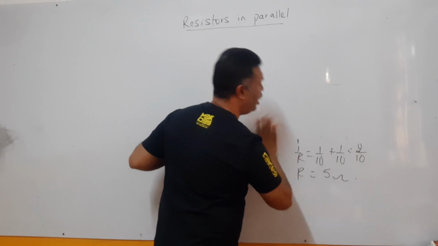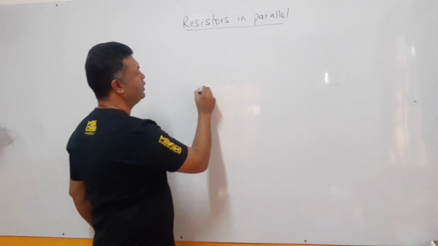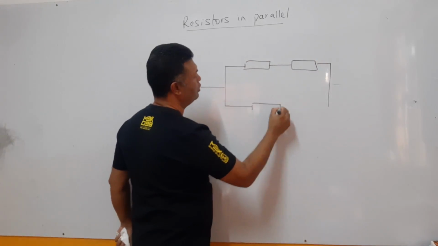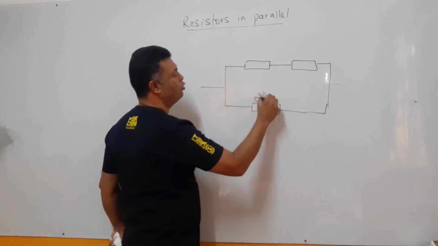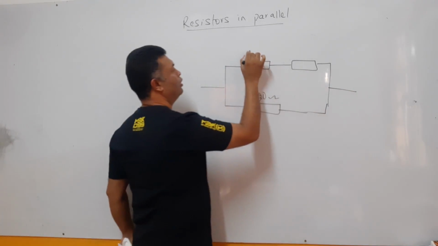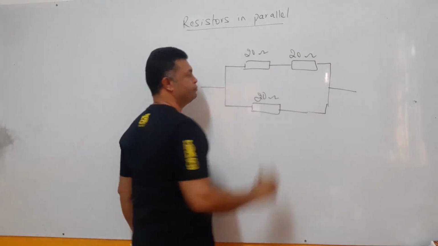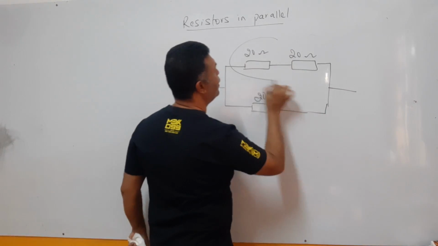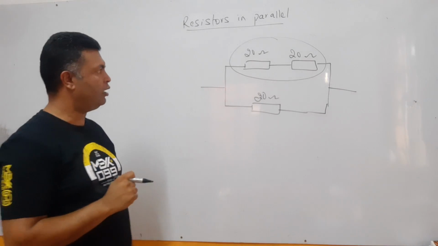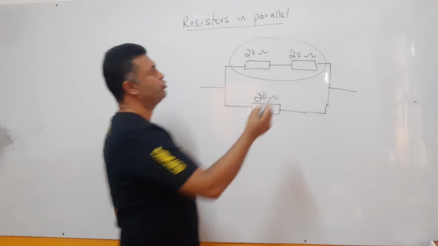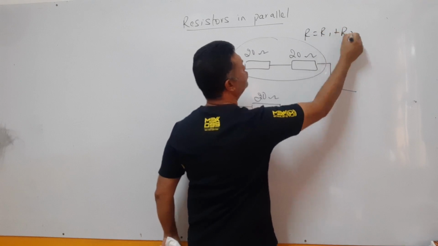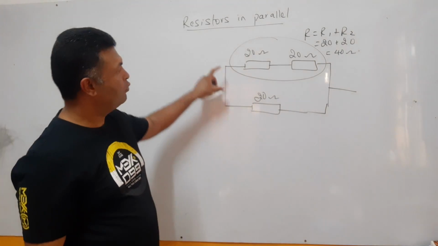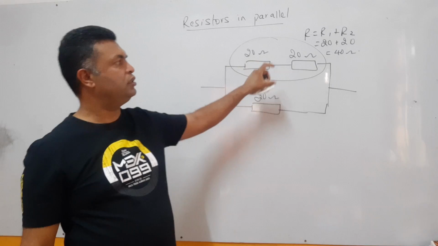Now, another arrangement, for example, I may have something like this. I have 20 ohm here. I have 20 ohm. I have 20 ohm. In this arrangement, you have to calculate the total of the resistances in series, not in parallel. So you have 20, 20 in series. The total gives me R equal to R1 plus R2. 20 plus 20 gives me 40 ohm. So I calculate for these two in series first. 20 plus 20 gives me 40 ohm.